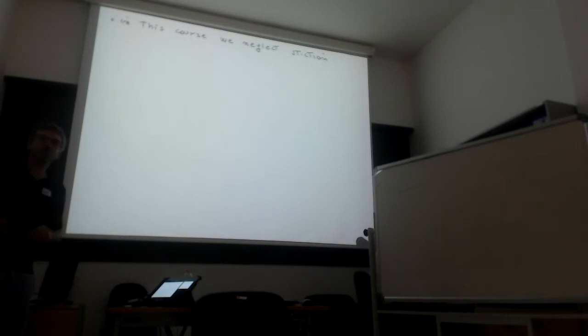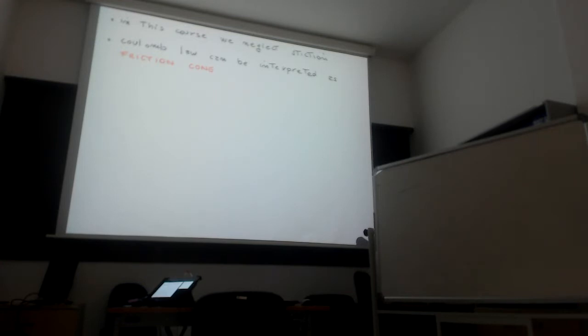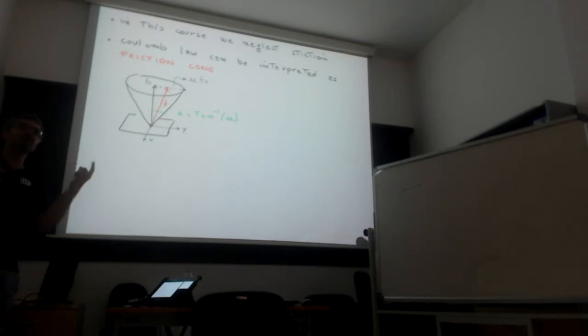However, in this course we completely neglect stiction, we just consider Coulomb friction. And an important point is that the Coulomb law can be interpreted as a friction cone. This is if we expand the previous idea that was in a linear direction to two directions. So this is the contact force that will have an x, y and z component.